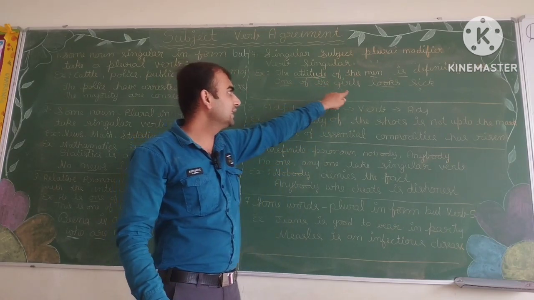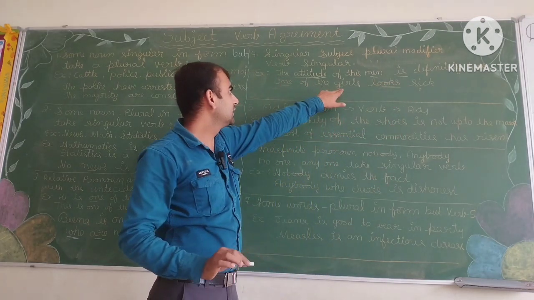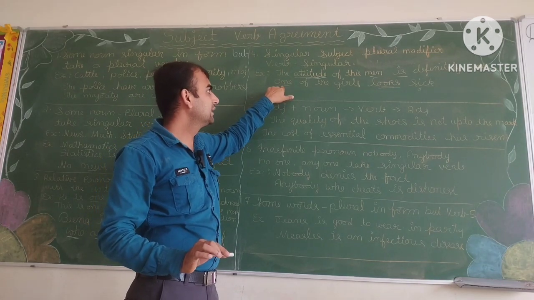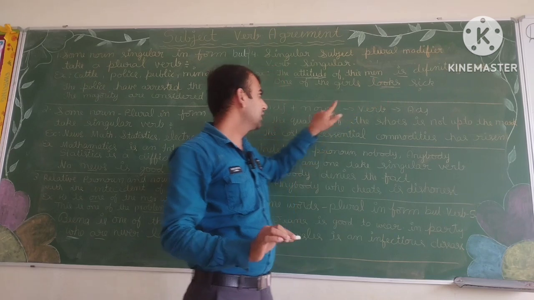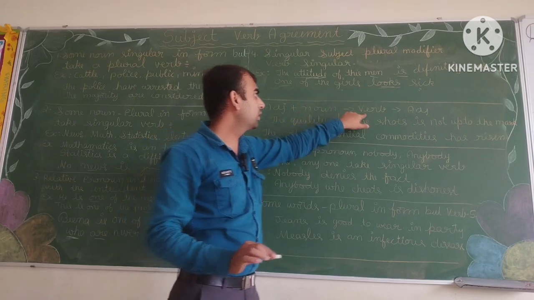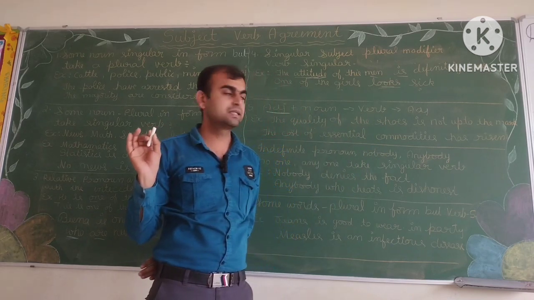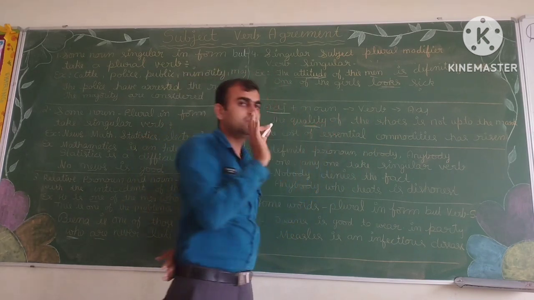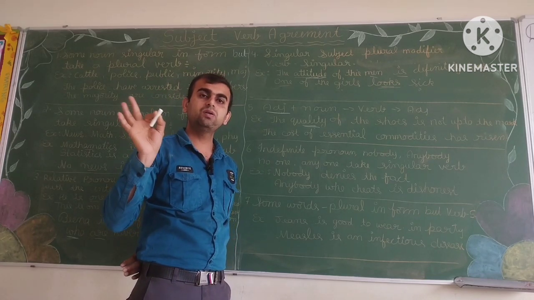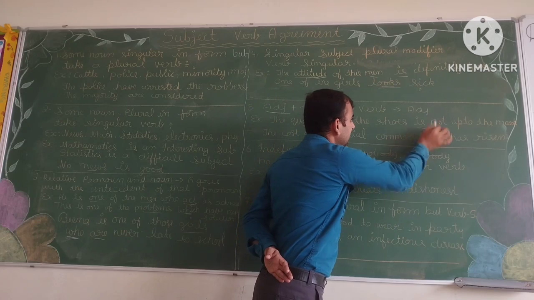Next, one of the girls looks sick. Looks is third person singular, the girls is plural. But the first word, or we can also say the head, is singular. That's the reason the verb must be singular. A similar case here. If there is an adjective plus noun, the verb always agrees with the adjective. Example: the quality of the shoes is not up to the mark. The quality is singular. We always consider the adjective, not the noun, when we make agreement between subject and verb.